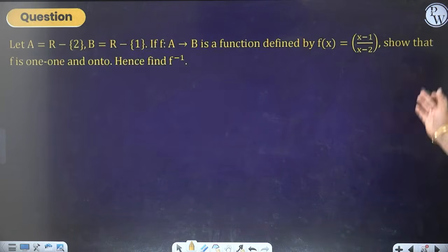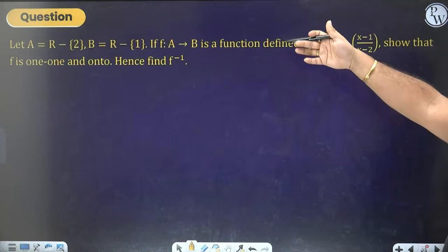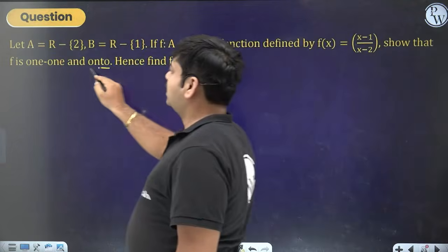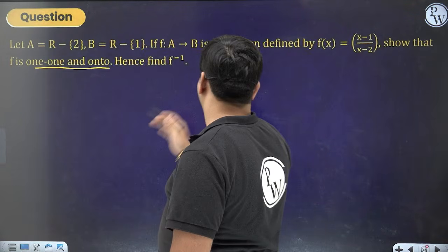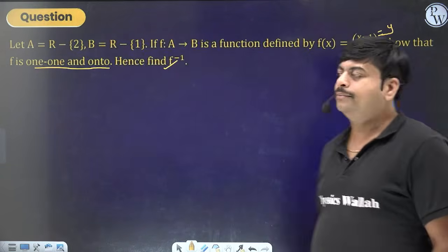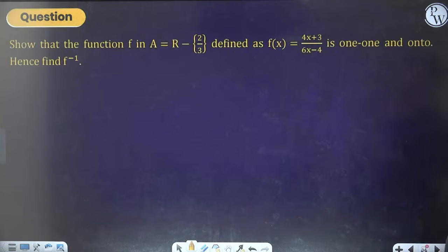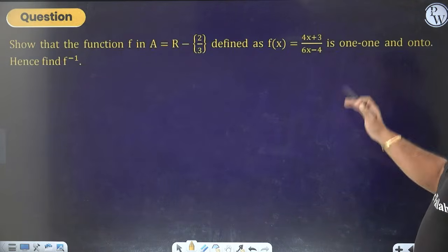Again the same type of question. F is one-one and onto means f is bijective. So once again we need to show that it is bijective. Same process, take it as y, and find f inverse. Cool. Next. Again the same question. Fine.